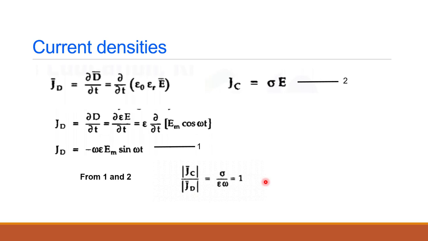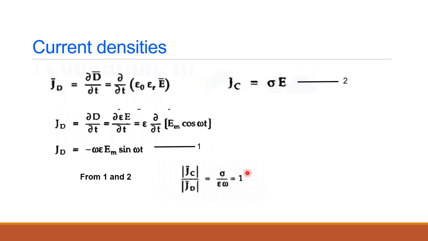Remember, this is very important. If it is very much greater than 1, it means there is a more conducting media. For example, if you consider seawater, then seawater is a more conducting media, or a copper material is a more conducting media. So sigma in that case is given by some constant value, and it is high. So this ratio will become high, greater than 1. So you can say that the media is a good conductor.